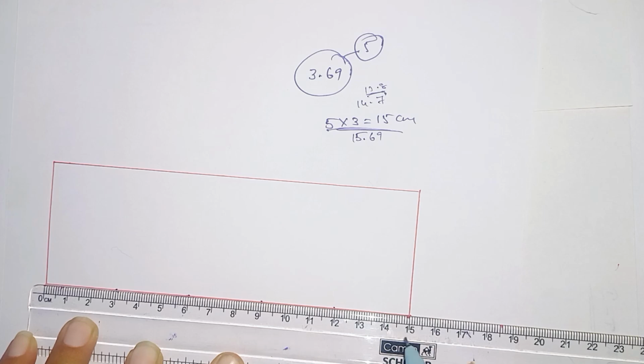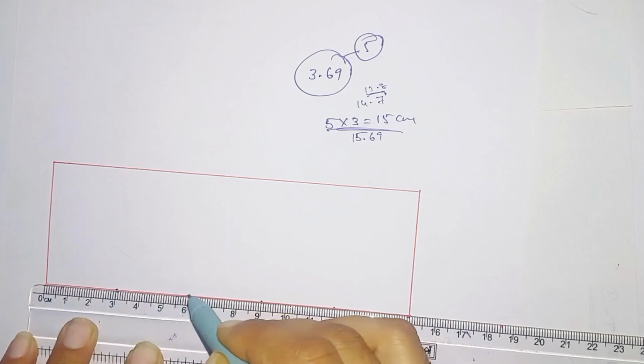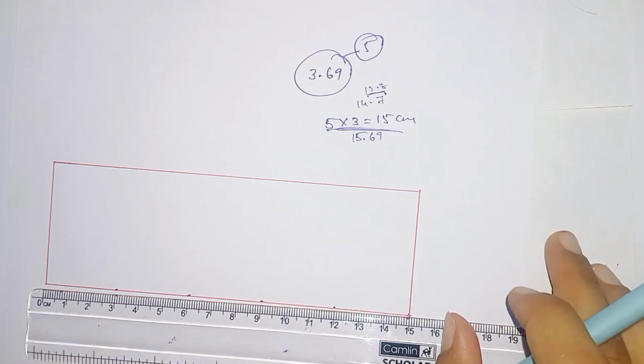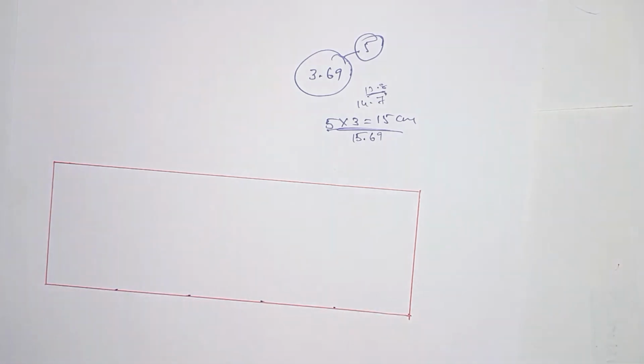So you have to divide into 3 equal parts: 0, 1, 2, 3. Then mention in the middle of the scale the RF is equal to 3 by 100.